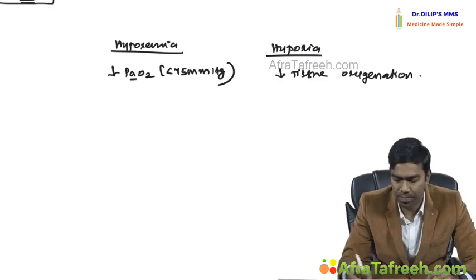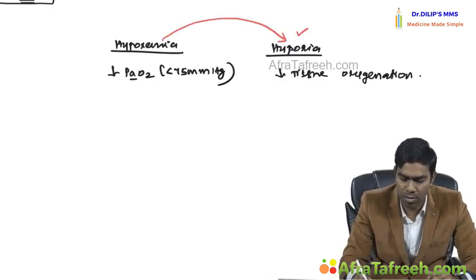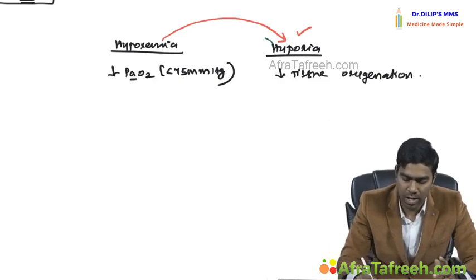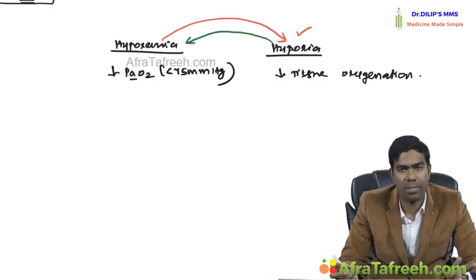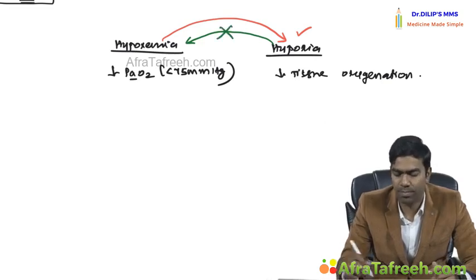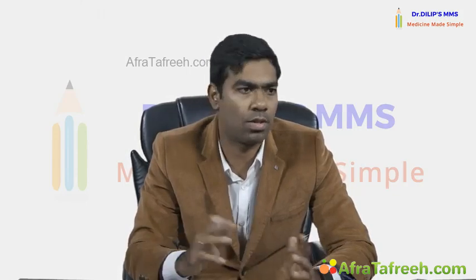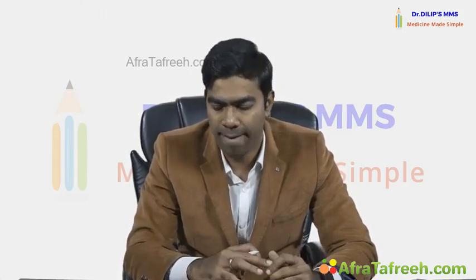Always remember, hypoxemia almost always leads to hypoxia, 100% of the time. But hypoxia may not be due to hypoxemia. Clear? It may not always be due to hypoxemia because hypoxia itself has a lot of causes. One of the types of hypoxia is hypoxemia. So it's not vice versa. Hypoxemia always leads to hypoxia, but not all hypoxias are due to hypoxemias.